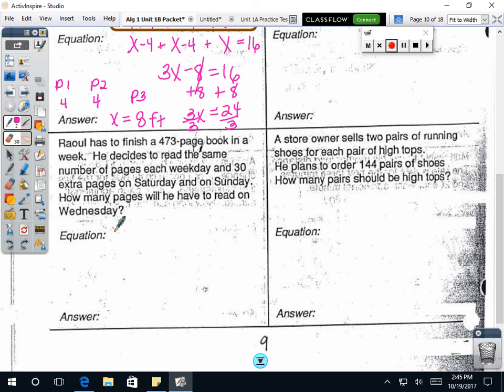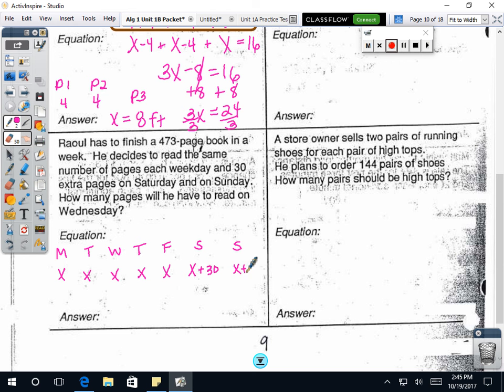Okay, well, think about this scenario. He's reading it over a week, which is Monday, Tuesday, Wednesday, Thursday, Friday, Saturday, and Sunday. Now, they do tell you that he decides to read the same number of pages on the weekday. So, on Monday, Tuesday, Wednesday, Thursday, and Friday, they can all just be a regular X because he's reading the same amount. But on Saturday, it would be what? No, because X plus 30. He's reading what he already read on each weekday plus 30 more. And then what about Sunday?